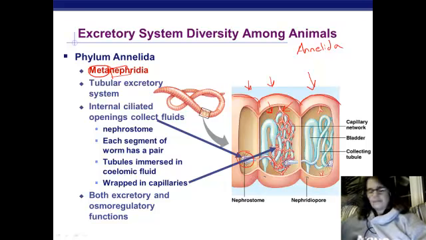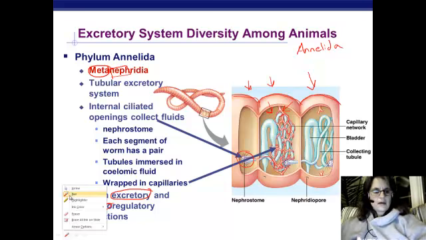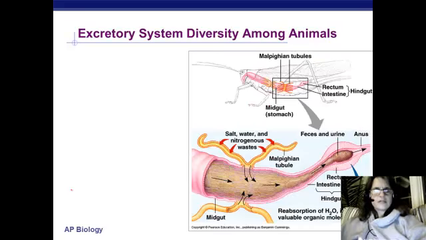And as such, waste from the blood can diffuse across capillary walls into this tube as well, excess water and so on. So these tubes truly are performing excretory function and water balance function, unlike the flatworms, which are really just water balance organs.